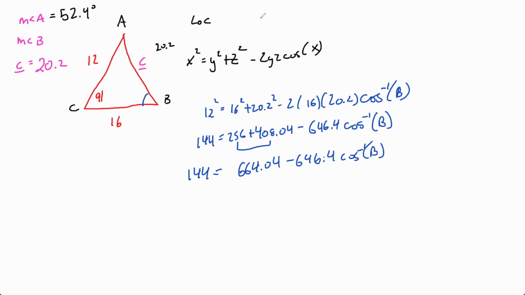And let me just say one more time, the reason we can't just go ahead and do this is because I have this negative 646.4 times cosine. When I have this multiplication here, I have to find out what this angle is and multiply it by 646. It's just the order of operations. It just can't be undone willy-nilly. So what we have to do is move this 664 over by subtracting it from both sides.